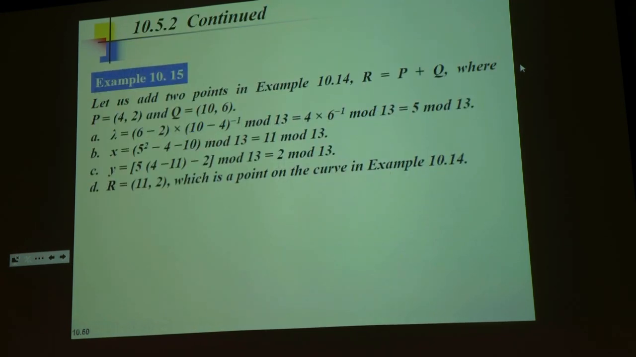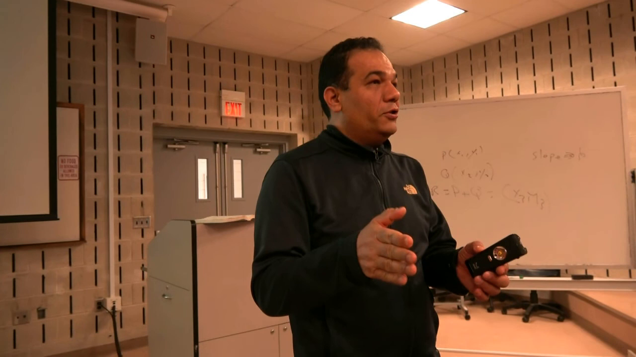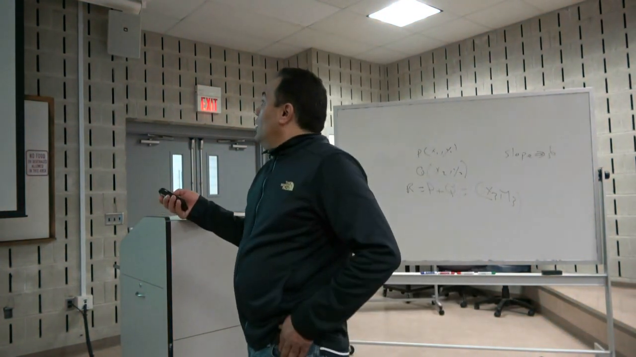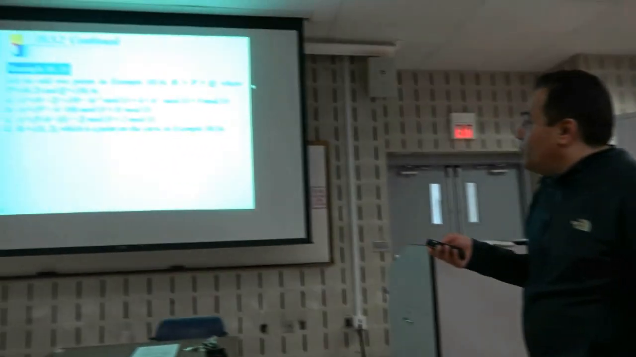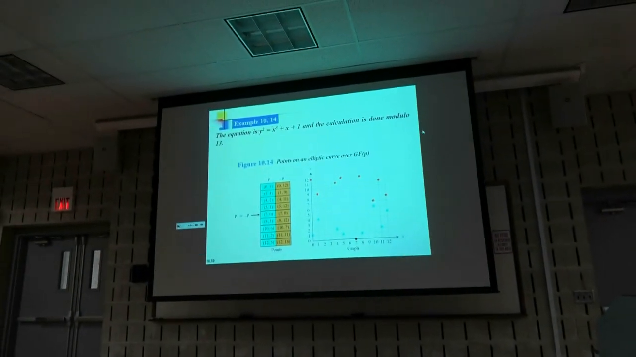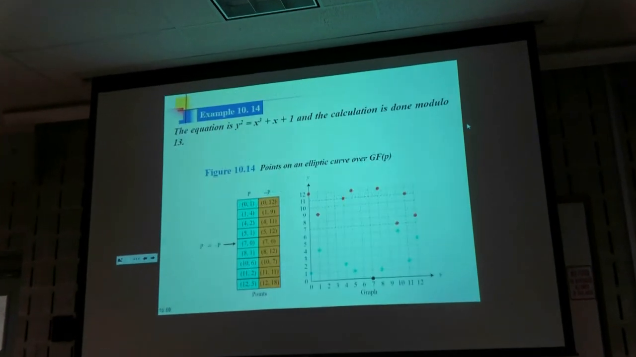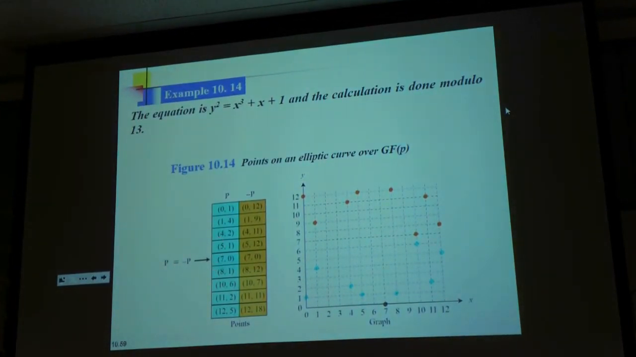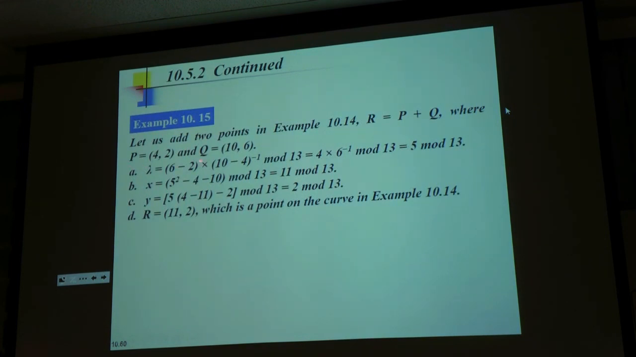Alright, let us add two points in example two. The idea here is we're trying to create a field. If you add a point to a point, it will give you a point on the curve. So let's add P and Q, where P is 4 and 2, and Q is 10 and 6. Where are 4 and 2, and 10 and 6, here? If we add this to this, what will it give us?